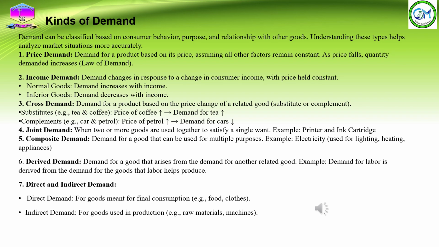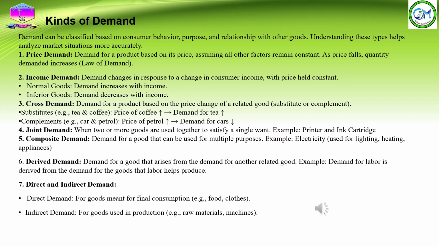Whereas in the case of price demand, there is a negative relationship between price and demand. Income demand is a positive relationship between the income and demand of the consumer. So for normal goods, the demand increases with the income, whereas for inferior goods, the demand decreases with the income. That is called income demand.